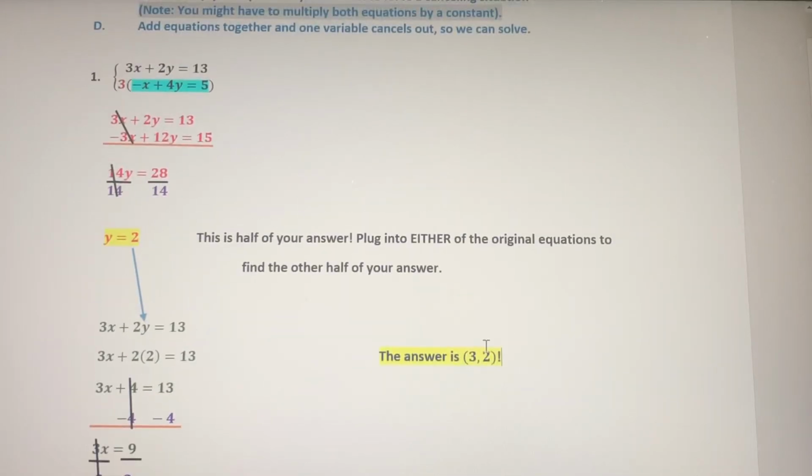As always, you want to plug this answer back into both of the original equations to make sure that it's actually the solution. And in this case, it is. So that's number 1. So let's move on to number 2.